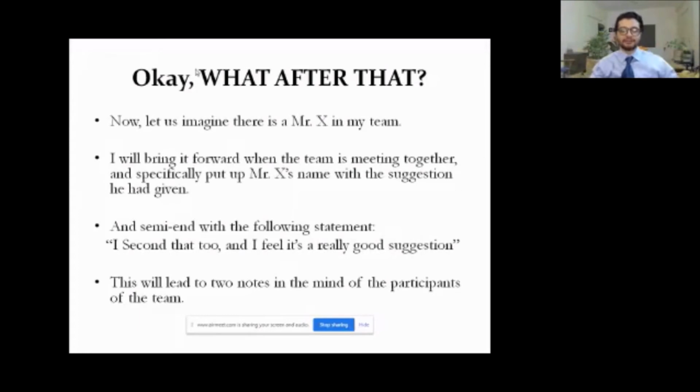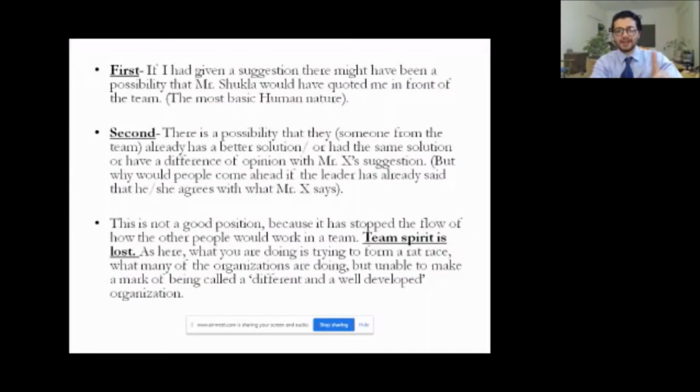And the others have started feeling, now I cannot tell the suggestion that I had inside my mind, or I cannot directly counter it, because now the leader agrees with him. What if I make a fool out of myself? What if I make a suggestion and seriously make a fool out of myself, that this is not the right way to move forward? Now, this is a semi-ending statement. Let the people be in that zone for some time. This will lead to two notes in the participants of the team. First is, if I had given a suggestion, there might have been a possibility that Mr.